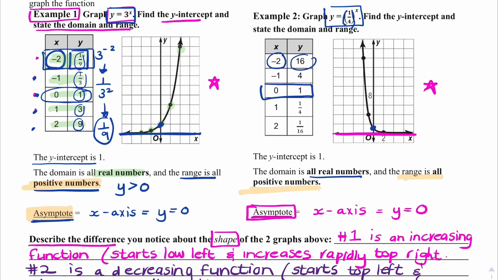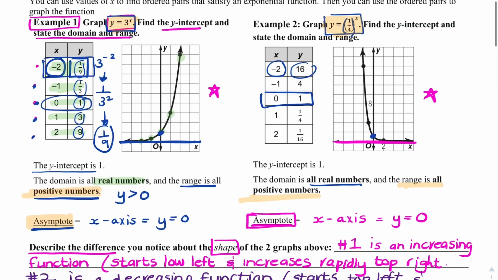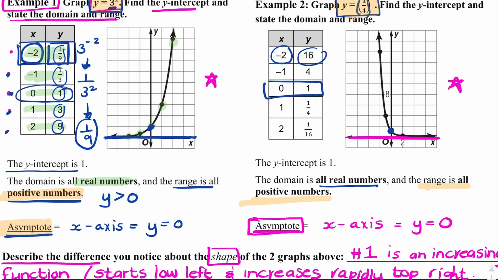Now, if you were not able to see the graph and all you were given was the equation, so cast your eyes back up to what those equations looked like. I hope you can spot the difference between the way the two equations are written. So the two graphs look very different when you graph them. One is increasing, one is decreasing. If you didn't have the graph, the other way you could spot an increasing versus a decreasing is to look at the base of the function. So in example 1, the base is 3, and in example 2, it's a fraction, 1/4.